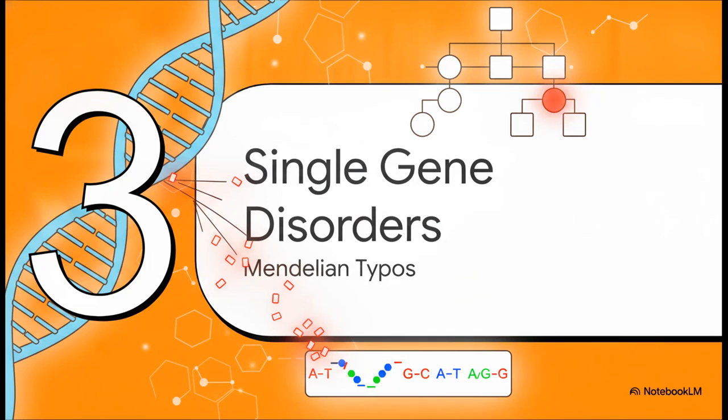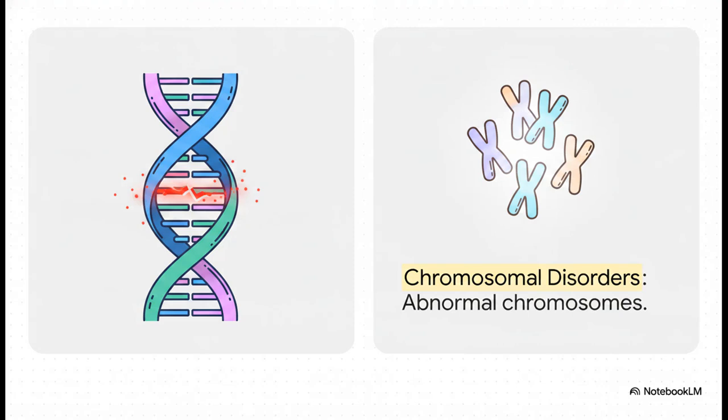Which brings us to Section 3, Single Gene Disorders, Mendelian Typos. When we study inheritance, genetic disorders generally fall into 2 main camps. On one side, we have Mendelian disorders. You can think of these as a single tiny misspelled word inside our massive 46-chapter instruction manual.